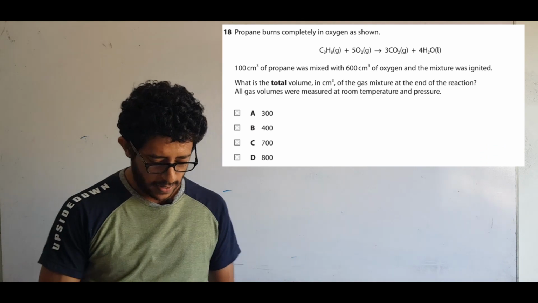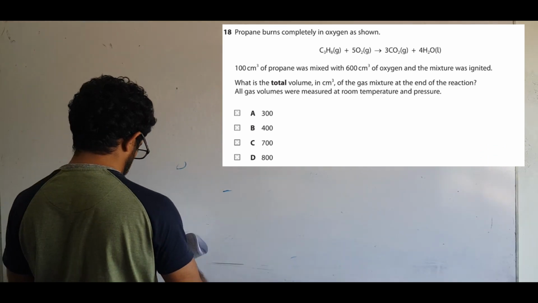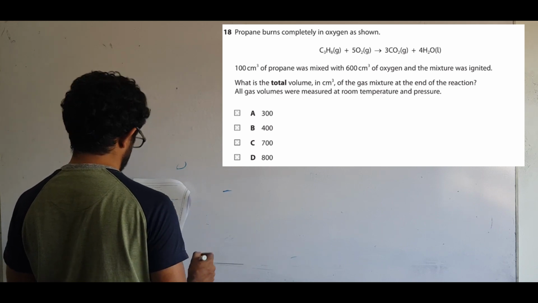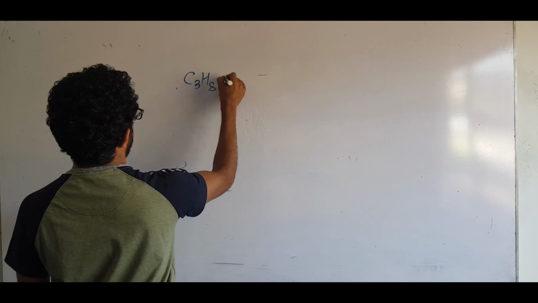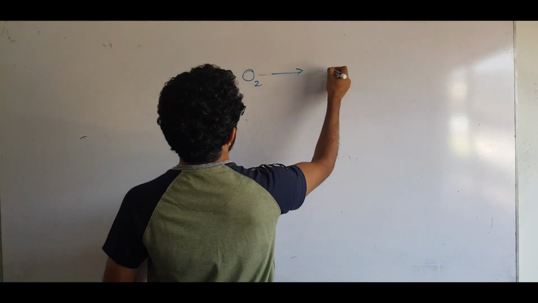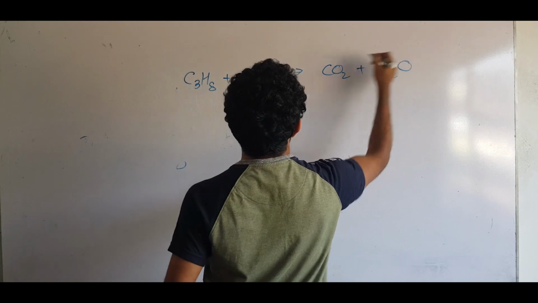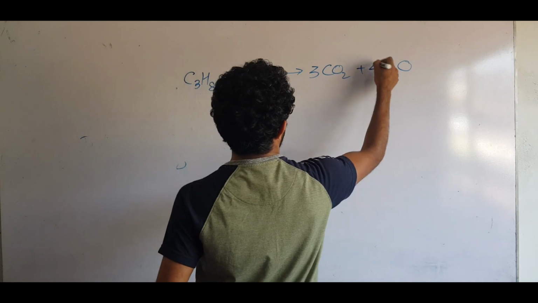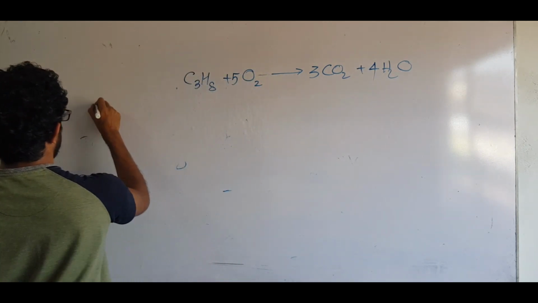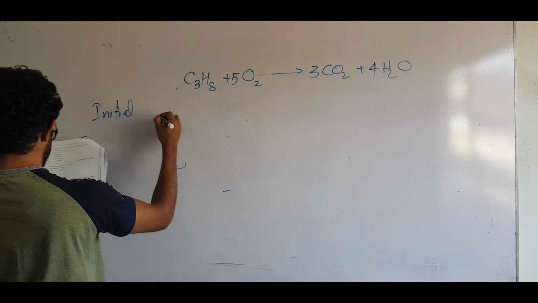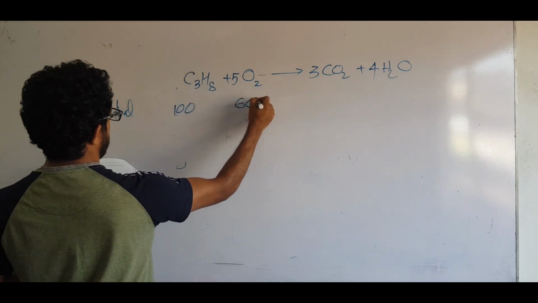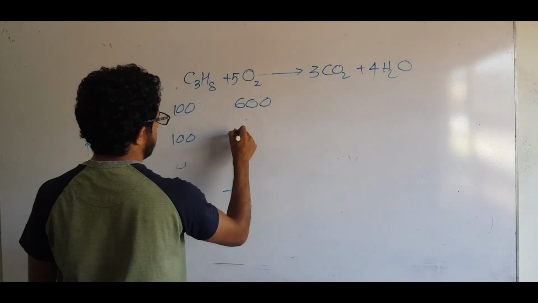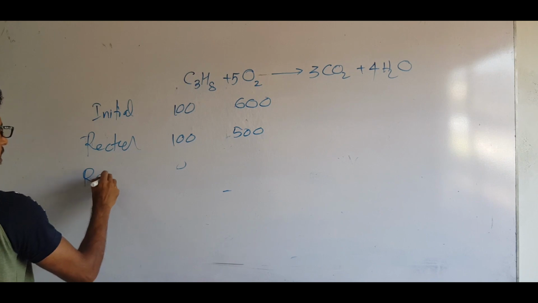The reaction is given. 100 cubic centimeter propane was mixed with 600 of oxygen. The mixture was ignited. What is the total volume of the gas mixture at the end of the reaction? So same as the earlier one. C3H8 plus oxygen, they have given the reaction, CO2 and H2O. So 3 CO2, 5 O2, 4 H2O. H2O is liquid state. So initial amount we can write 100 here, here it is 600. Then reacted is how much? 1:5. So with this 100, 5 times, 500 would react.